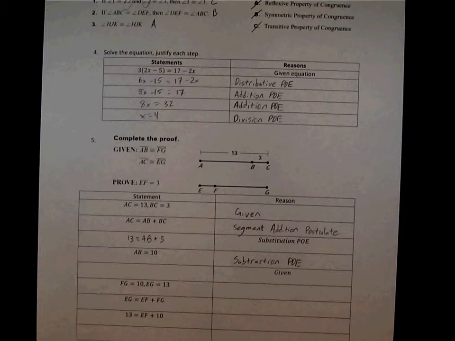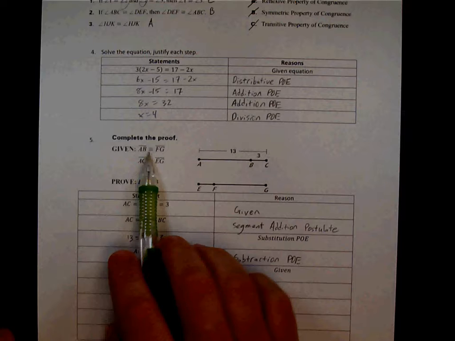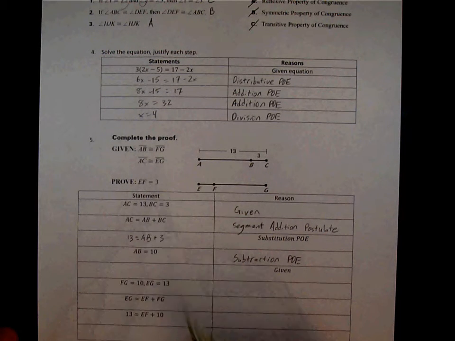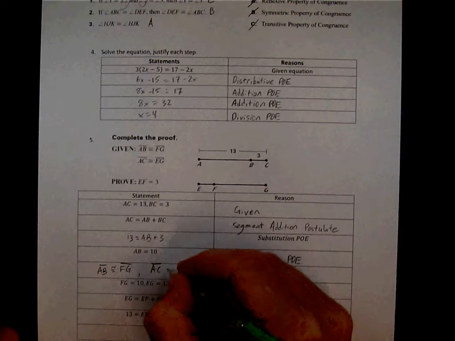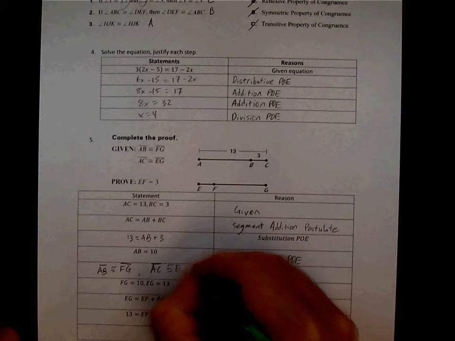Next it says to use our given. So we go up over by the picture. There's 2 things that were given to us. AB is congruent to FG, and AC is congruent to EG. We just need to list both of those, so fit them both on that same line. Segment AB is congruent to segment FG, and segment AC is congruent to segment EG.